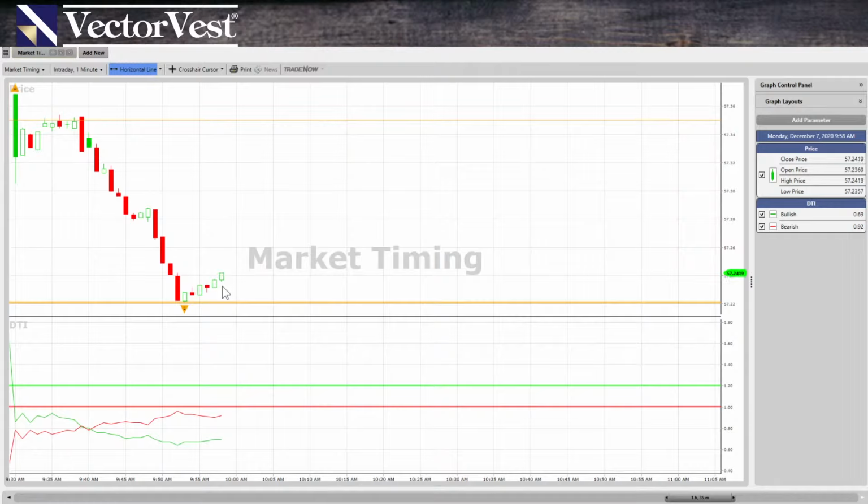All right. So I'm about to end this. Look at the market. Look at that bounce in the market. And what you're going to start to see is you're going to see that DTI start moving up. Look at the bounce in the market.